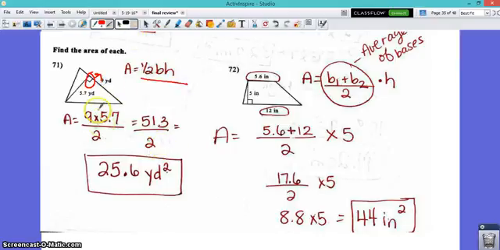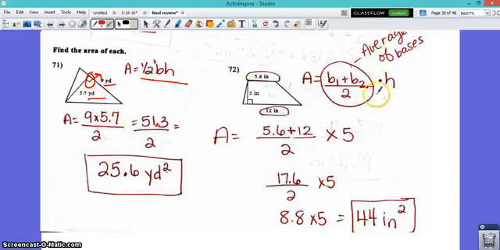Well, the base is 9 and the height is 5.7. And then I just divided it by 2 because that's the same thing as multiplying it by 1/2. So then you have 51 and 3/10 divided by 2, and that's 25.6 yards squared. That's because you're doing yards times yards, which gives you yards squared.